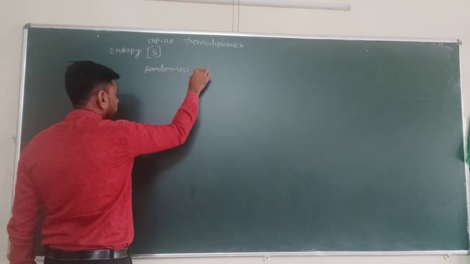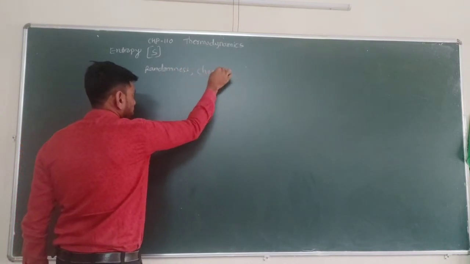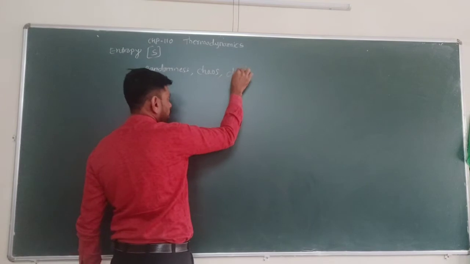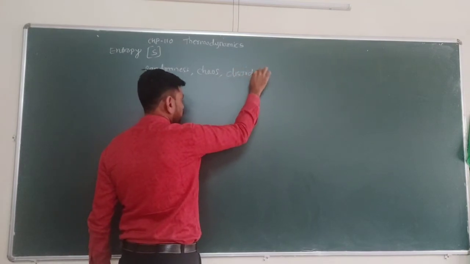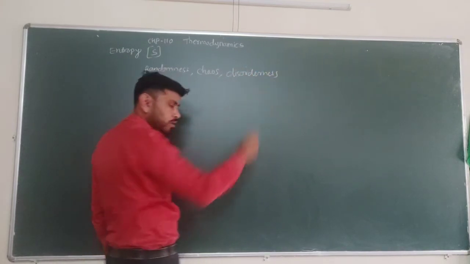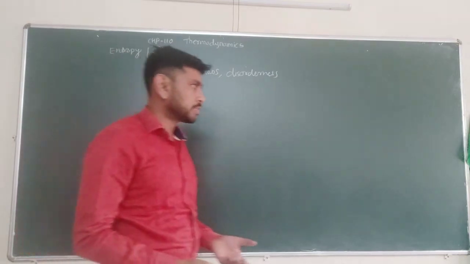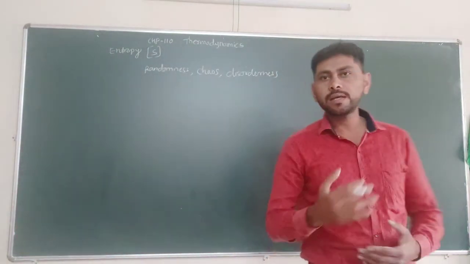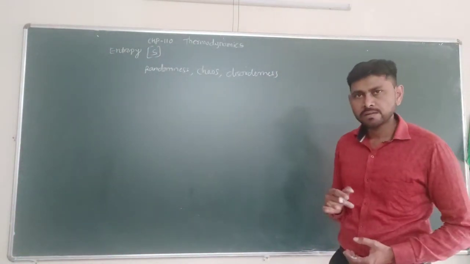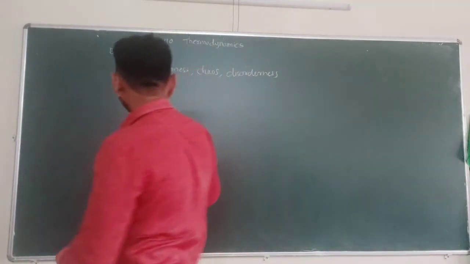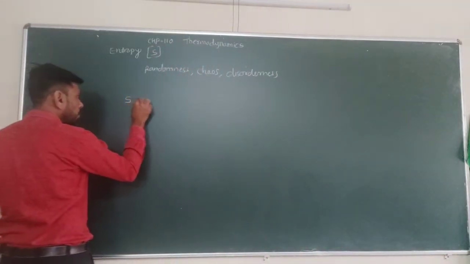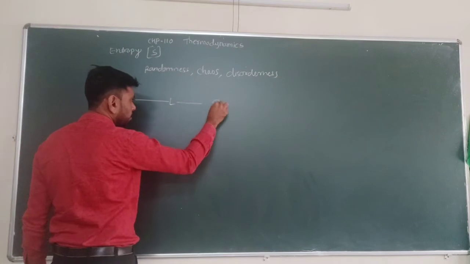Entropy is a measure of randomness, or chaos, disorderliness in the system. More disorder means more entropy in the system; less disorder means less entropy in the system. A famous example of this is the conversion of solid to liquid and liquid to gas.